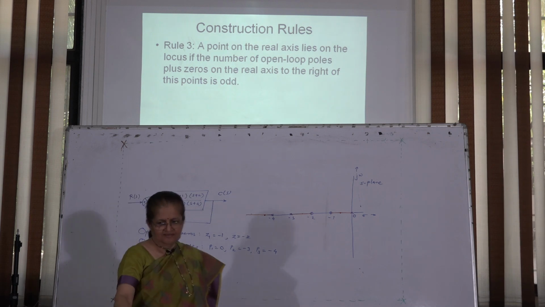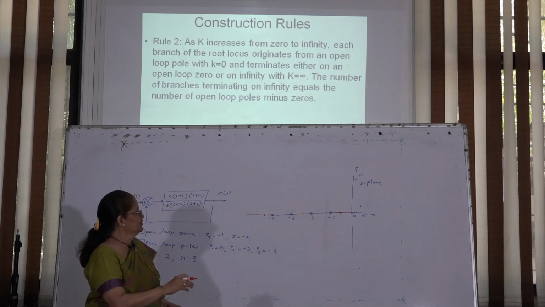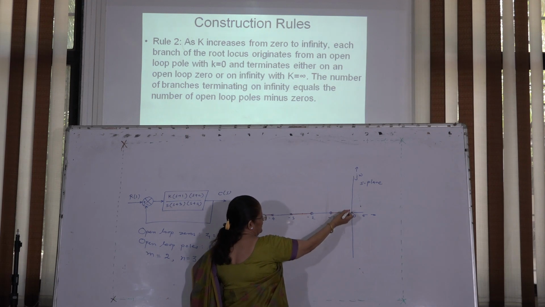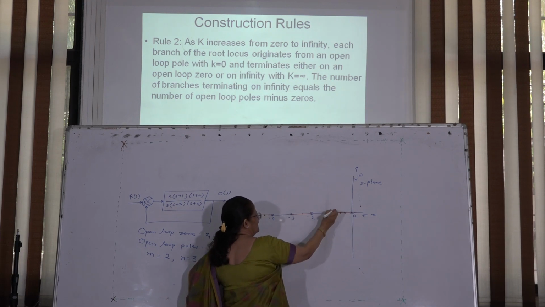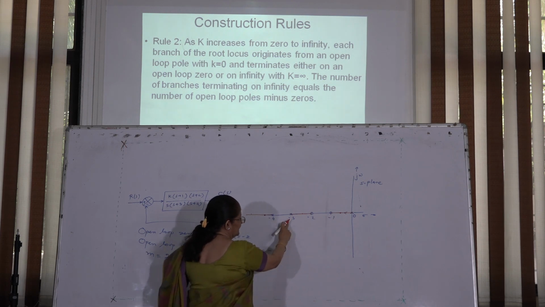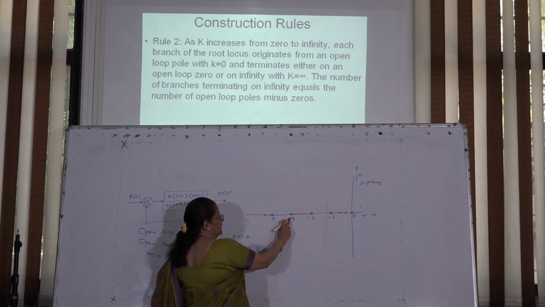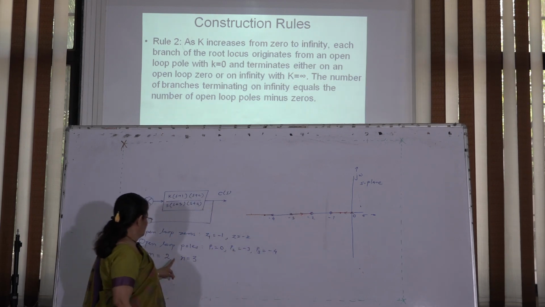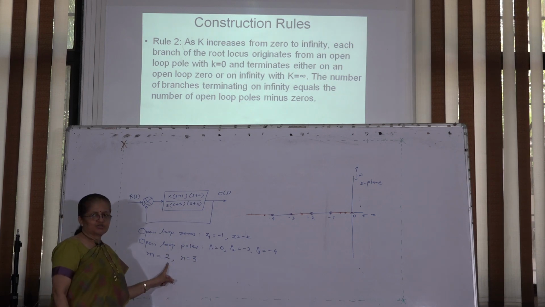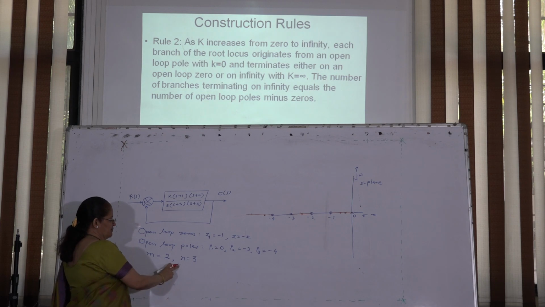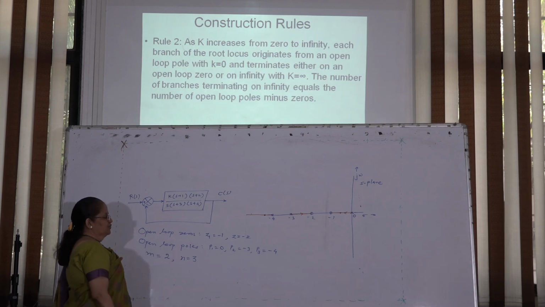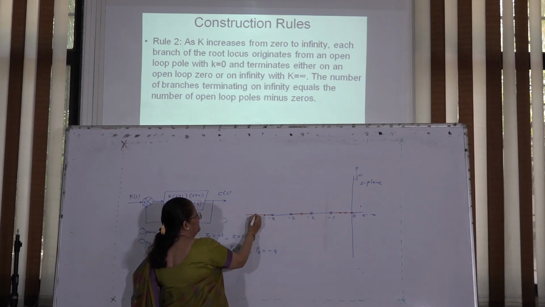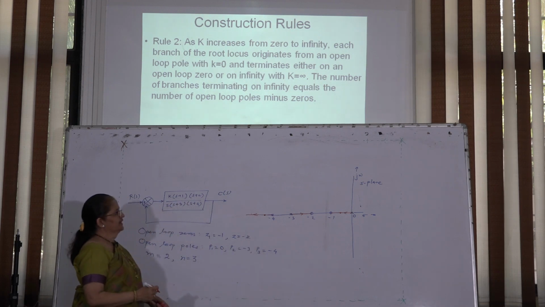Now, what does rule 2 say? It starts with the open loop poles, that is this branch will start from 0, that is P1 equal to 0, and terminates at minus 1. Here the branch will start from open loop pole, that is from minus 3, and will terminate at 0. So, here 3 poles are there, 2 zeros are there. So, n minus m is 1, that is one branch will go towards infinity. The branch will start from an open loop pole and go towards infinity. So, we will get it in this way.